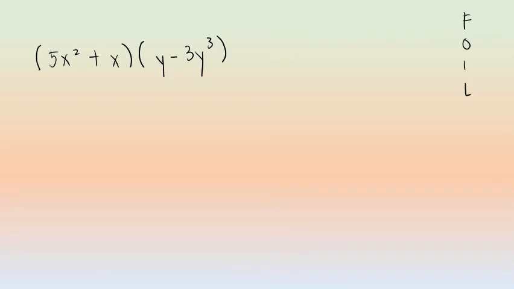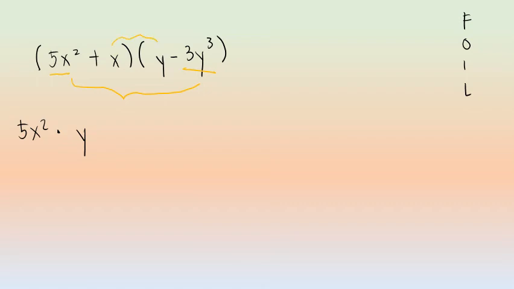So what is your first term, or what are your first terms? For binomial 1, we have 5x squared multiplied by the first term of binomial 2, which is y. Then followed by your outer. So your outer are 5x squared, then negative 3y cubed. This is the outer. Okay, and these are your inner.